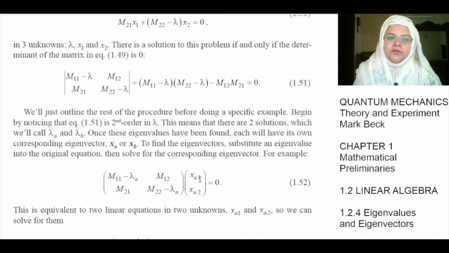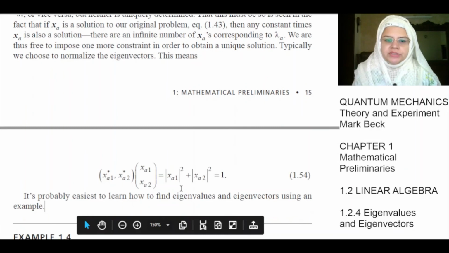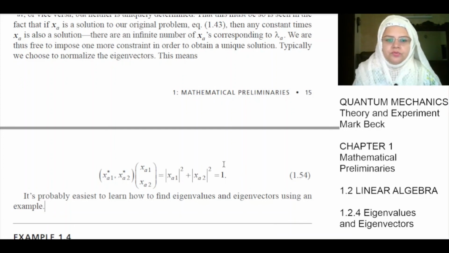To obtain the unique solution of xa1 and xa2, we will use the normalization condition: xa1 squared plus xa2 squared is equal to 1. This constraint will allow us to calculate the exact values of xa1 and xa2, and hence our eigenvector.